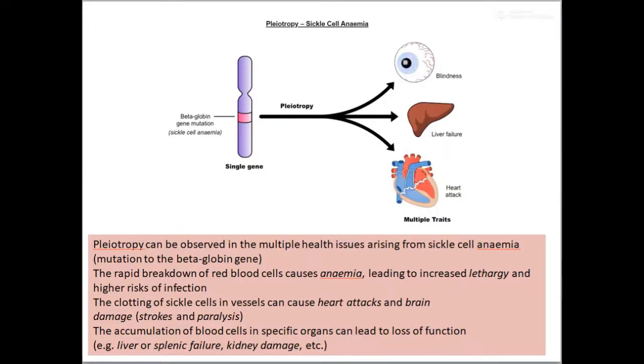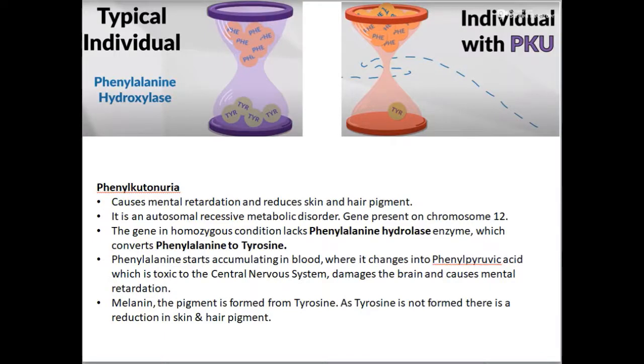And examples which we have are sickle cell anemia as well as phenylketonuria. I hope this is clear to you.